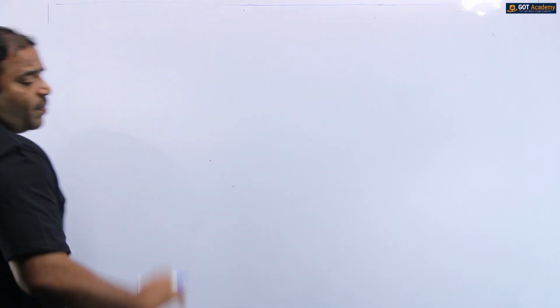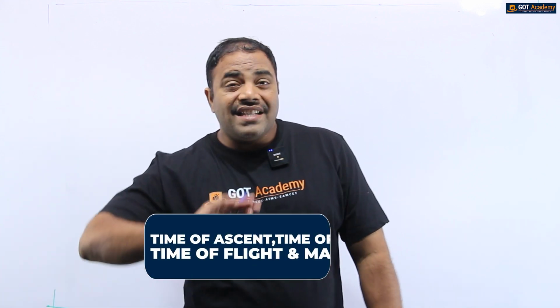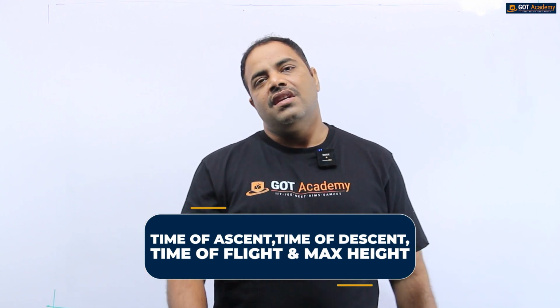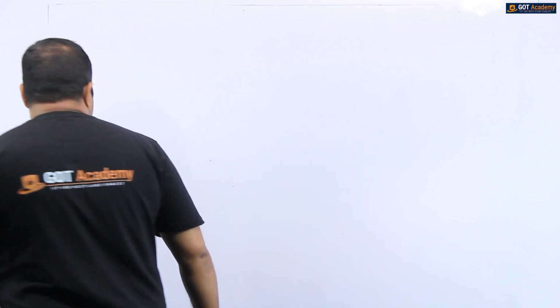So when a body is projected upwards, the remaining concepts we have to see are important parameters like what is the maximum height traveled, what is the time of ascent, what is the time of descent, and what is the time of flight. Clear?